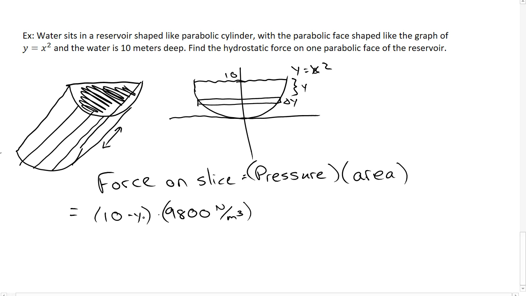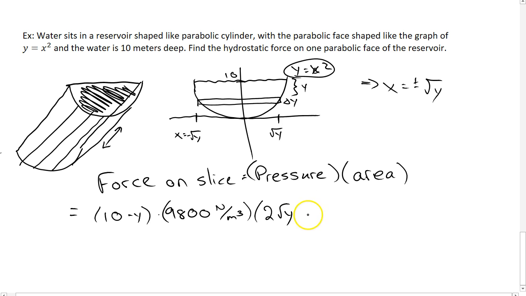And what's the area? That's a little trickier. I want to find this distance between here and here. Those are the x values. So over here, x is equal to the negative square root of y, taking y equals x squared, which means x equals plus or minus square root of y. And over here, x equals positive square root of y. Notice that the x values do depend on how deep it is. So the area is going to be that length, which is 2 root y, times the height, which is delta y. Okay? So that 2 root y is the hard part here, and it's actually just a difference between these two functions. It's root y minus negative root y.